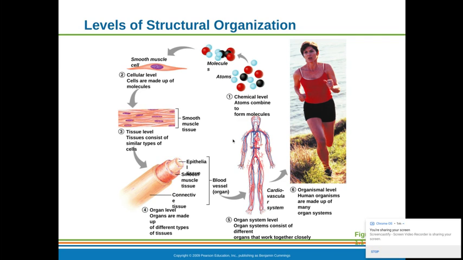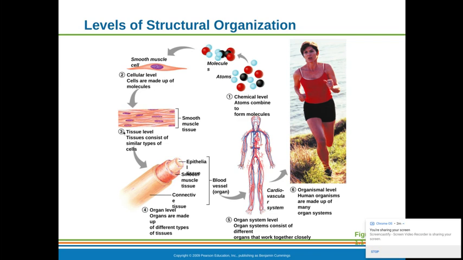So our levels of organization. Now, we have 6 levels of organization. Okay, we have our chemical level. This is where atoms combine to form molecules. Those molecules then go on to form cells. Okay, and when we have several similar cells together that are performing the same function, they form a tissue.